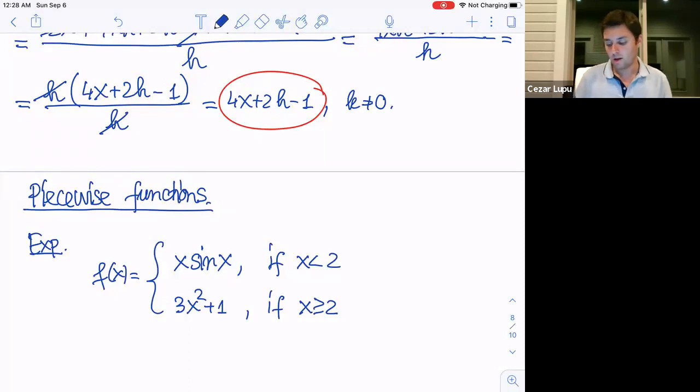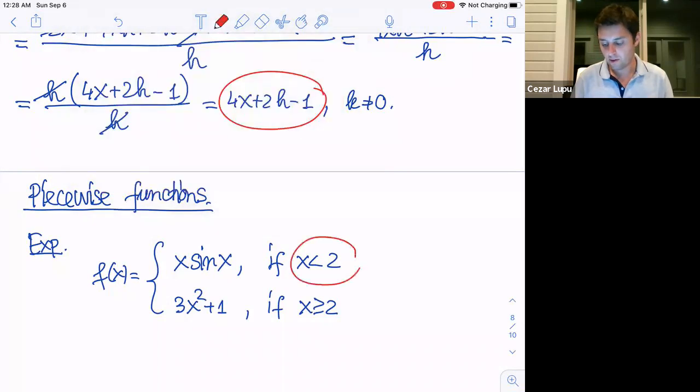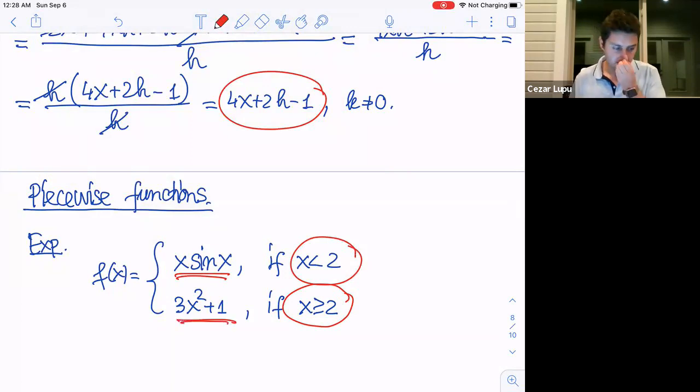As you can see, on this part of the domain, for example, when x is less than 2, it's expressed in this way. It's x sine of x. And on this other part of the domain, specifically for all values x greater than or equal to 2, it's expressed in this way.